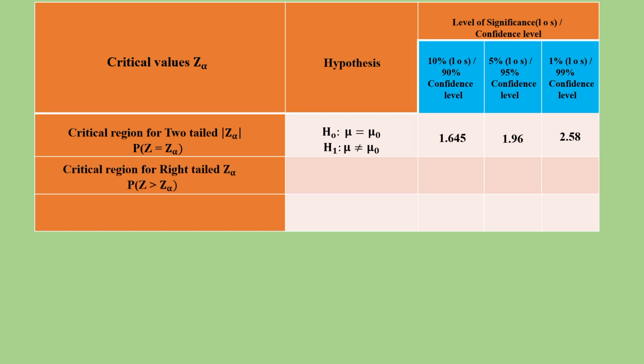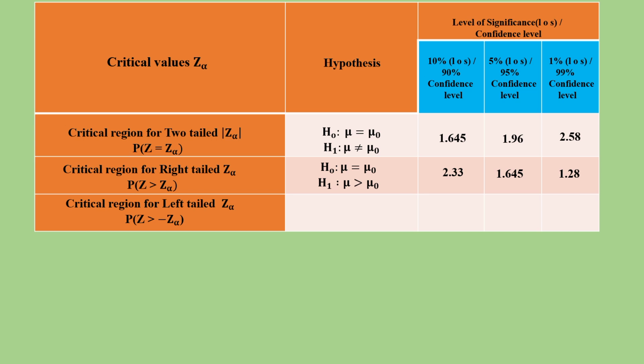Suppose the critical region is right-tailed. So probability of Z greater than Z alpha. In this case, H naught we define as mu is equal to mu naught. There is no significant difference. But the alternate hypothesis you have to take as right-tailed: mu is greater than mu naught. Here the value at 90% is 1.28, at 95% 1.645, and at 99% 2.33. So you have to use these values whenever you are using the right tail.